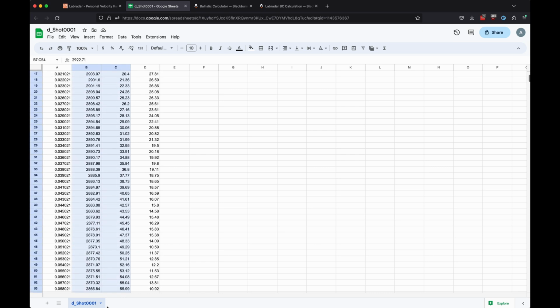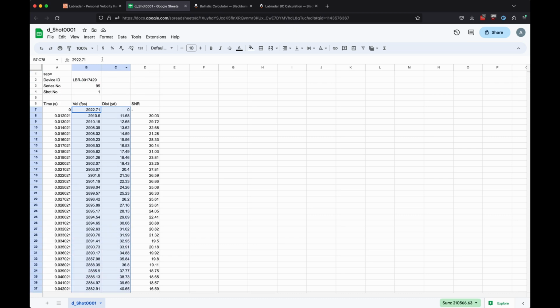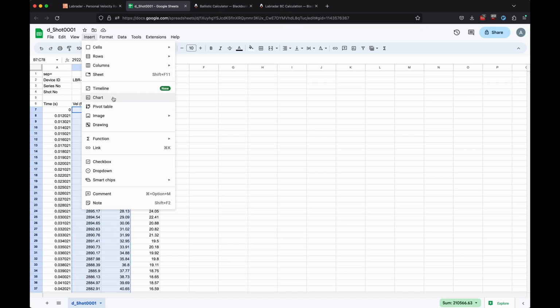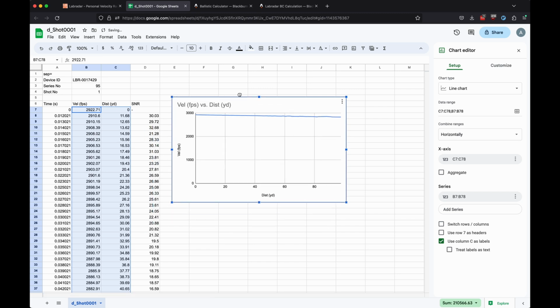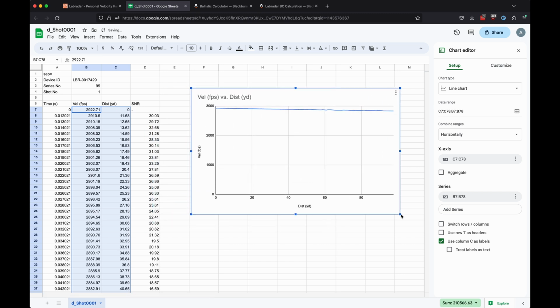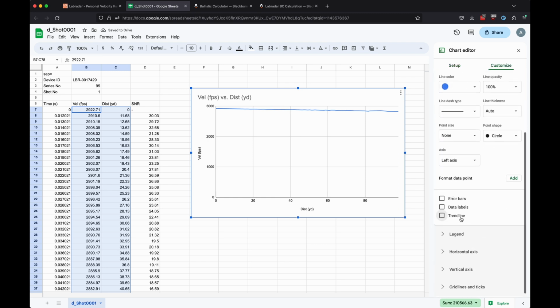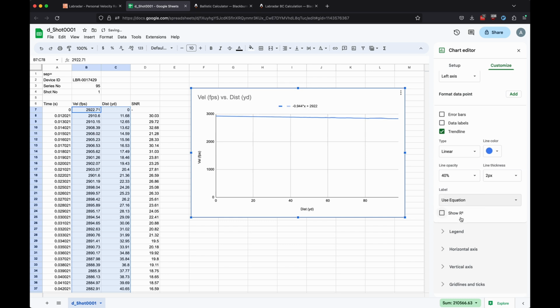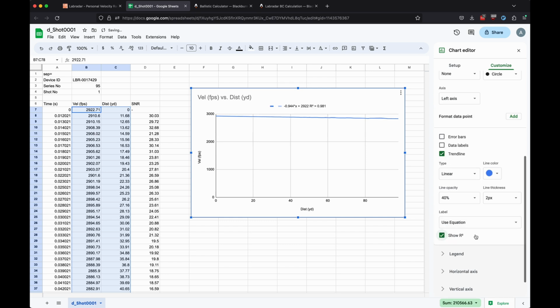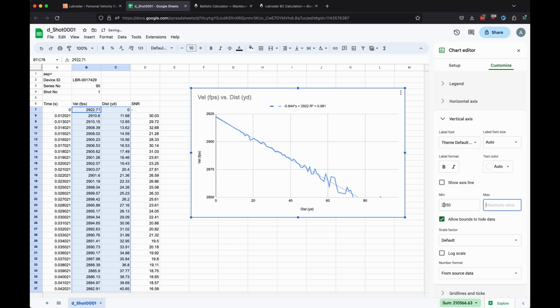What we want to do here is take the velocity and distance and insert a chart. And we're going to make a few little tweaks to this chart. We're going to go to the series and show the trend line. We want to use the equation, and we want the r squared. And let's just make this a little easier to read. Maybe more like that. There we go.